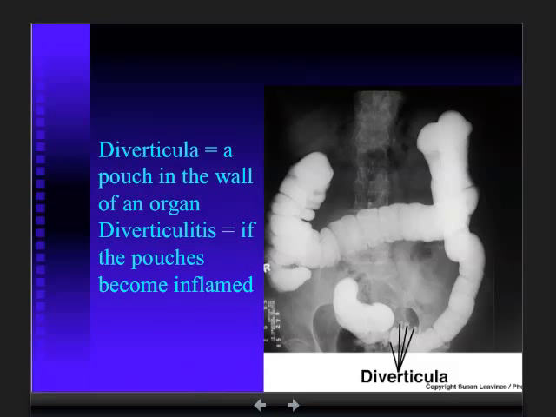But there's risk, of course. If you have infection in those outpocketings, it becomes very serious and very painful, with a lot of abdominal pain on the left lower quadrant of the abdomen associated with that.